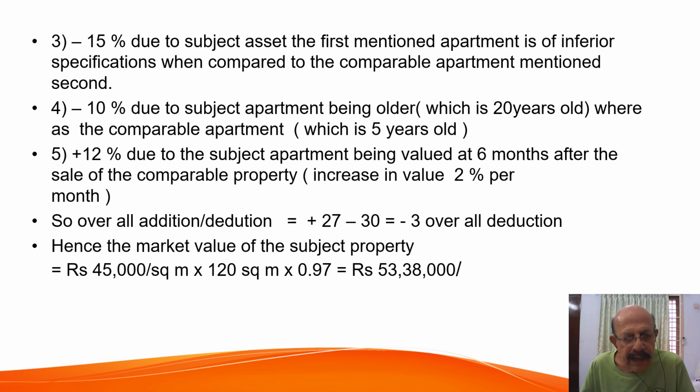So the overall addition and deduction will work out to plus 27 minus 30, which is equal to minus 3 overall deduction. Hence, the market value of the subject property is equal to 45,000 per square meter times 120 square meters times 0.97, which is equal to rupees 53 lakhs 38,000.